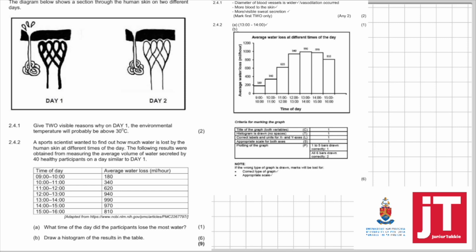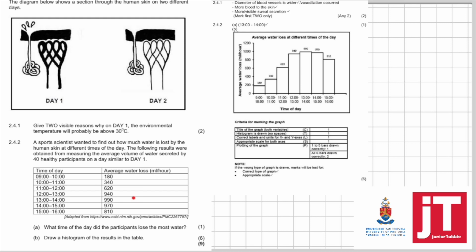Then, 242. A sports scientist wanted to find out how much water is lost by the human skin at different times of the day. The following results were obtained by measuring the average volume of water secreted by 40 healthy participants on a day similar to day 1. So there you have in your table, time of day, average water loss per milliliter per hour. Right. There's the time and the water loss. A. What time of day did the participants lose the most water? Can you see they lost the most water between 1300 hours and 1400 hours?